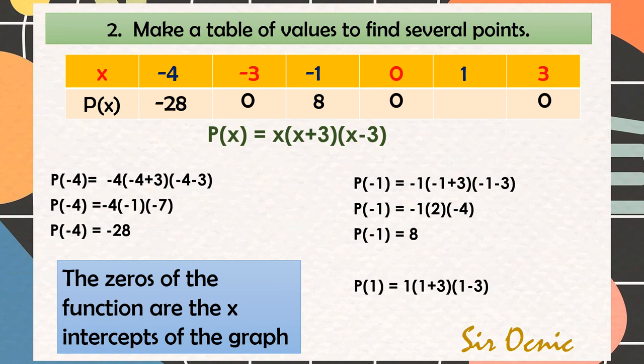Solving for p of 1, we will then have 1 times the quantity 1 plus 3 times the quantity 1 minus 3, or simply 1 times 4 times negative 2. P of 1 is equal to negative 8. Therefore, if x is equal to positive 1, p of x is equal to negative 8.